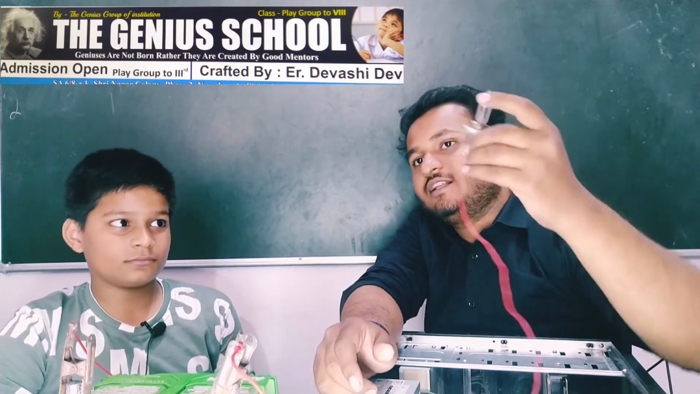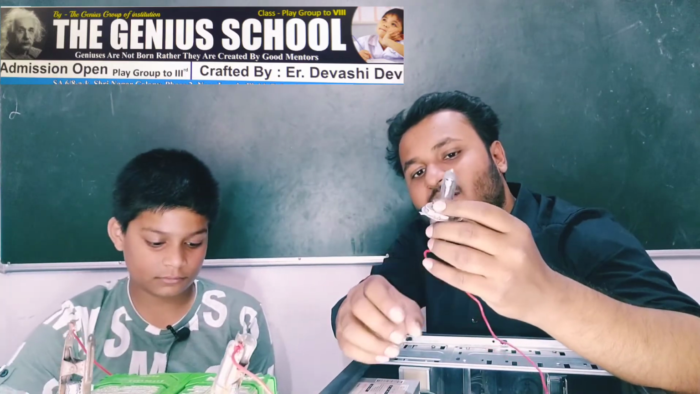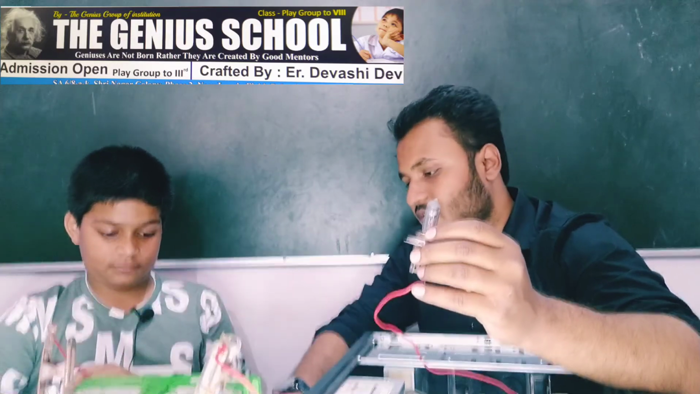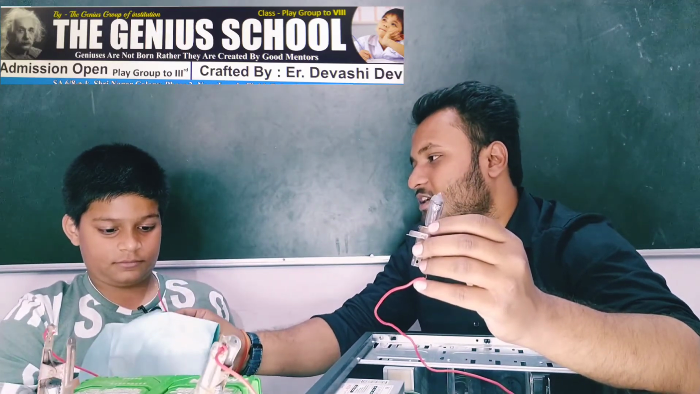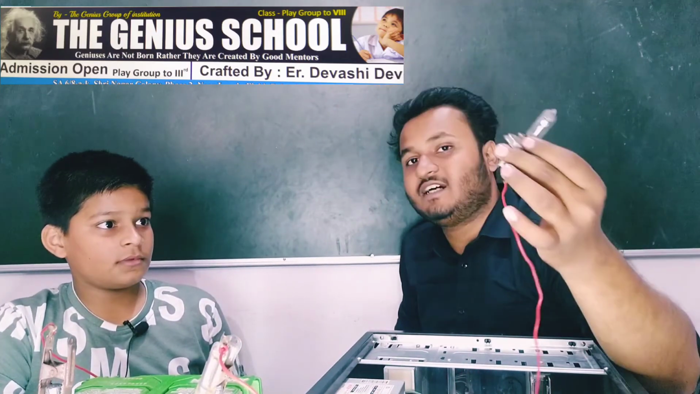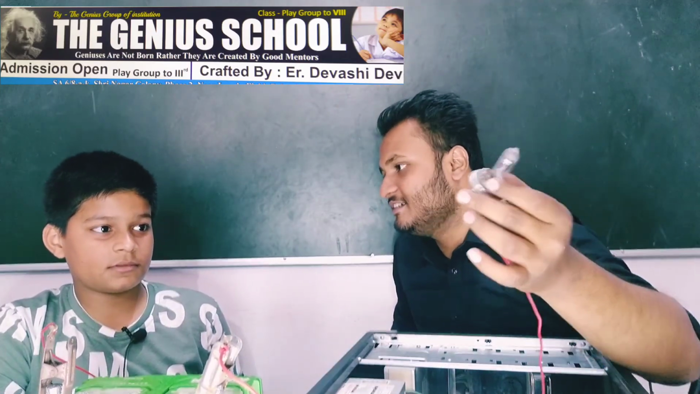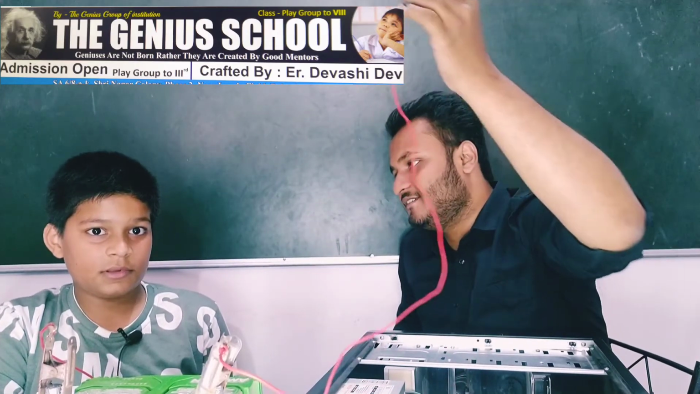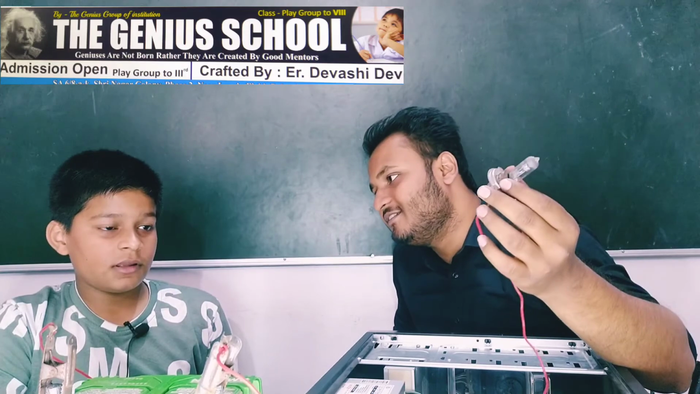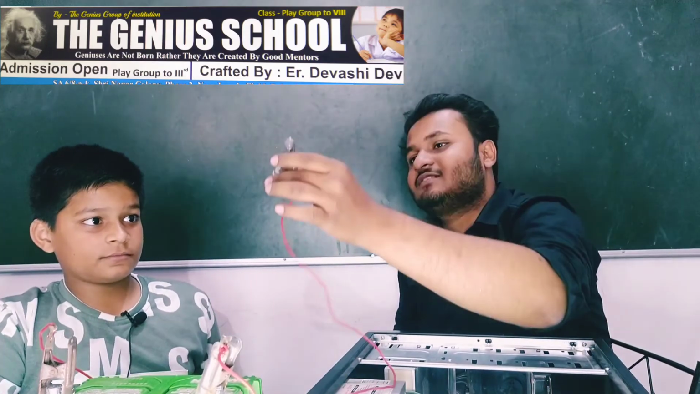Okay. Now let's end it up by blowing the bulb. Are you ready for it? Okay. Then tell me the last question. Tell me the inventor of DC. Thomas Edison. And tell me the inventor of AC. He is Nikola Tesla. Okay. Blow it.